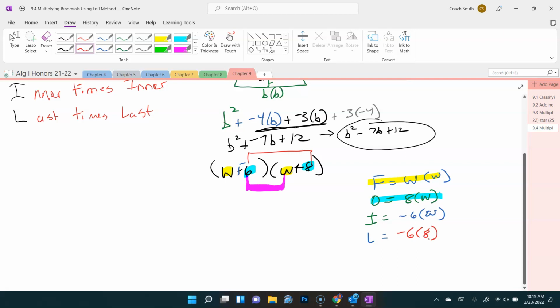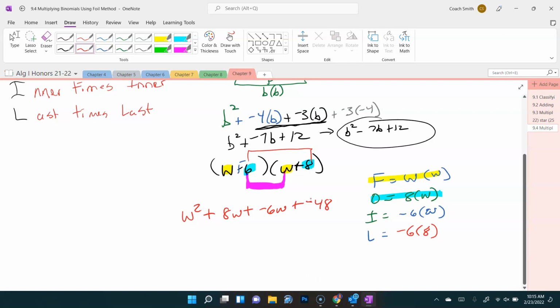Now, since I changed everything to plus and negative, I can just take that information. W times W is what? W squared. So it's W squared plus 8W plus negative 6W plus negative 48. Once again, the two middle terms, if you do it right, are put together, giving me W squared plus 2W minus 48.